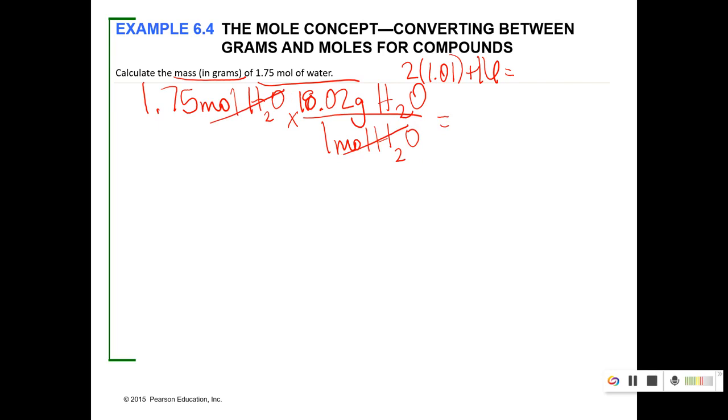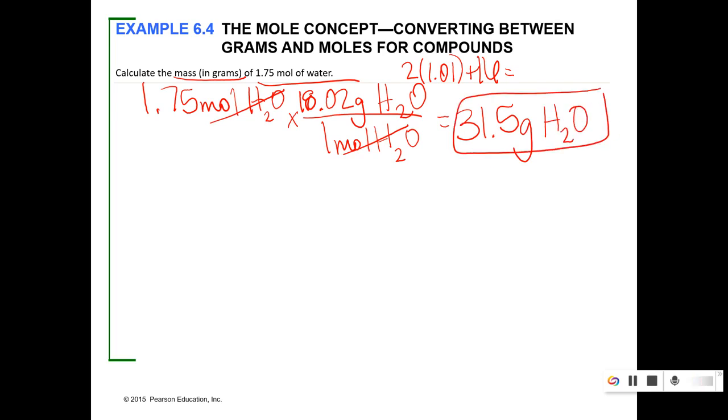Moles cancel. We multiply. And I get 31.5 grams of water. So it's not so bad. It just has that small additional step of making sure you add up the mass from the compound.